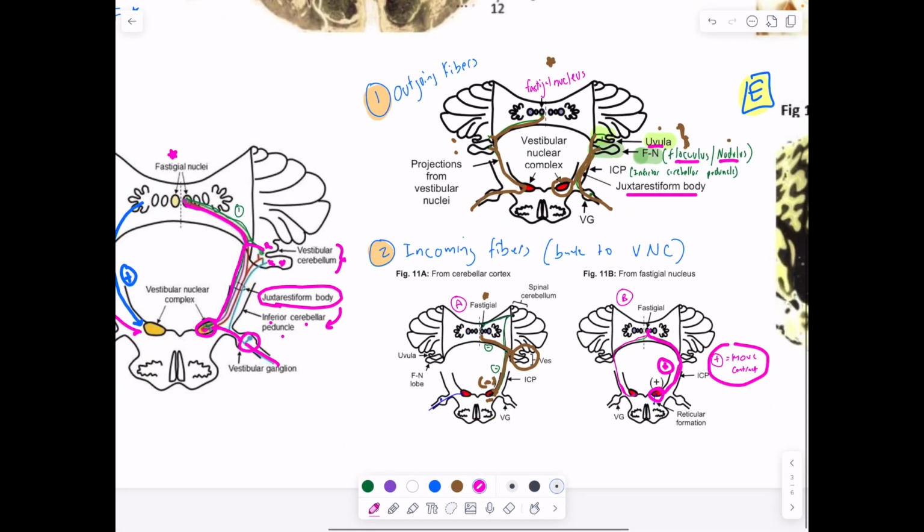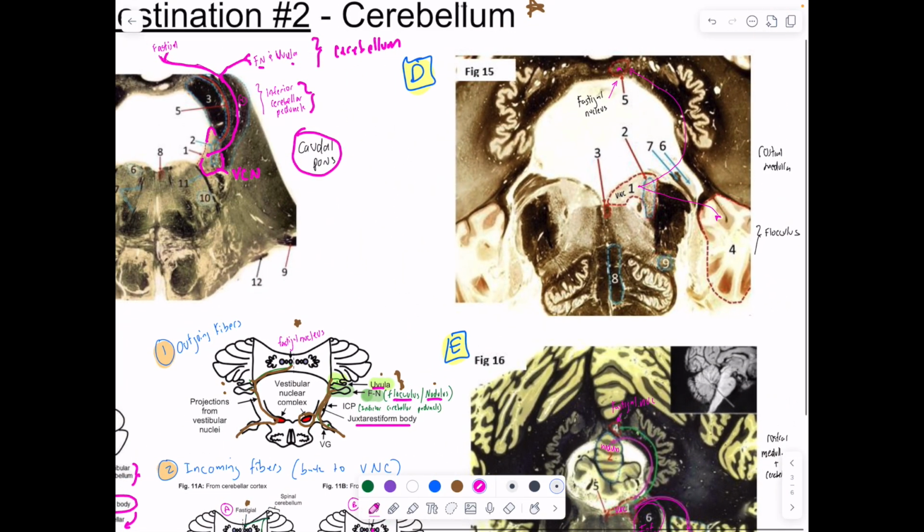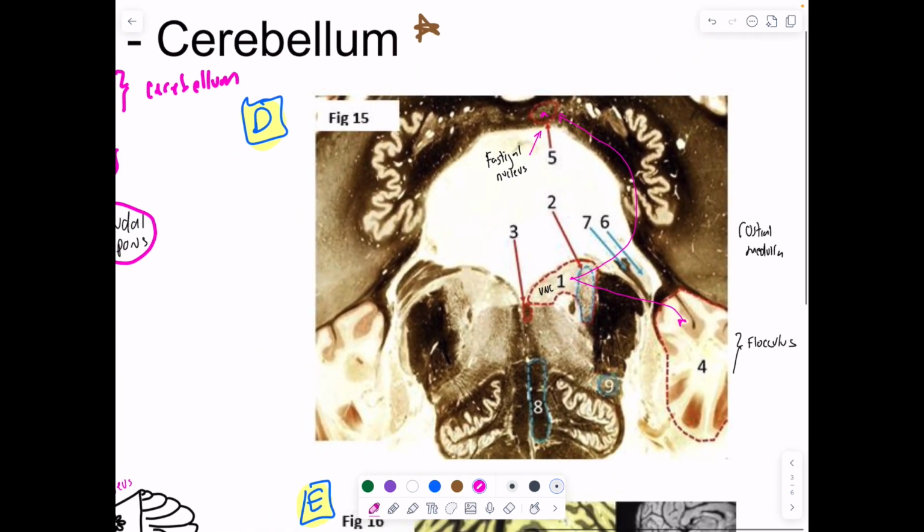All right, we're getting there. So next we have our friends. So we did caudal pons. Now we're in rostral medulla.